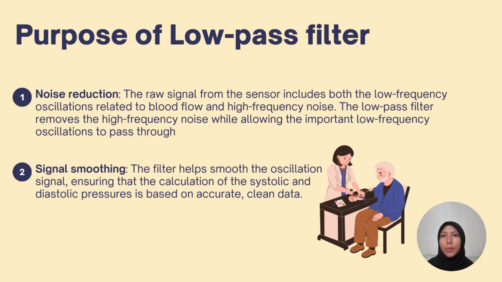So there are two main purposes of the low pass filter. The first one is noise reduction. The raw signal from the sensor includes both low frequency oscillation related to the blood flow and high frequency noise. The low pass filter removes the high frequency noise while allowing the important low frequency oscillation to pass through. The second purpose is signal smoothing, which helps smooth the oscillation signal, ensuring that the calculation of the systolic and diastolic pressure is based on accurate and clean data.